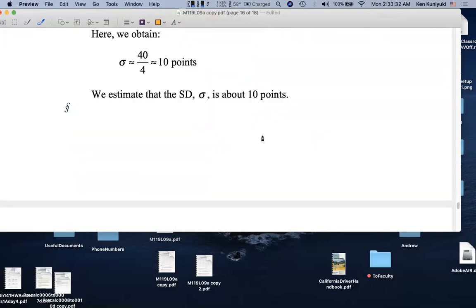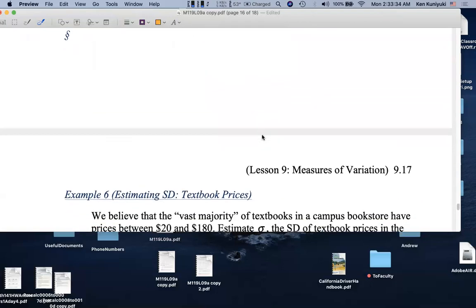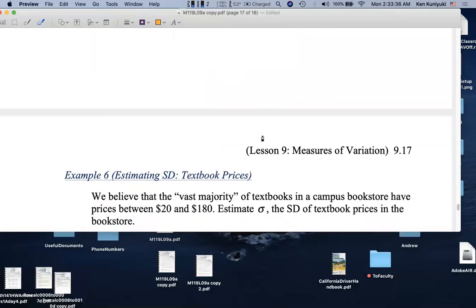So let's do another example from scratch. So let's say that you browse through the website for a campus bookstore, and you think that the vast majority of the textbooks in a campus bookstore have prices between $20 and $180. Based on this, estimate sigma, the standard deviation of textbook prices in the bookstore, the population standard deviation. And it'll be a ballpark estimate. I'm not claiming that it'll be precise, but let's just get a ballpark estimate.